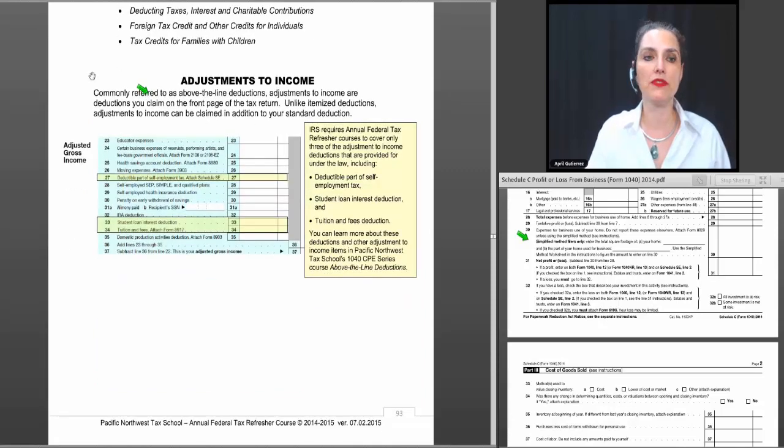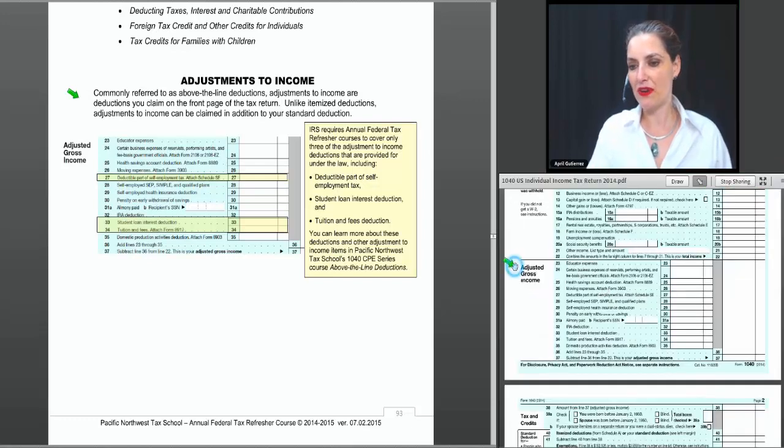Let's begin with the first of these topics, which is adjustments to income. These are commonly referred to as above-the-line deductions. And let me get back onto the 1040 form, where we can see the adjusted gross income section of Form 1040, also referred to as above-the-line deductions. Unlike itemized deductions, adjustments to income can be claimed in addition to your standard deduction.